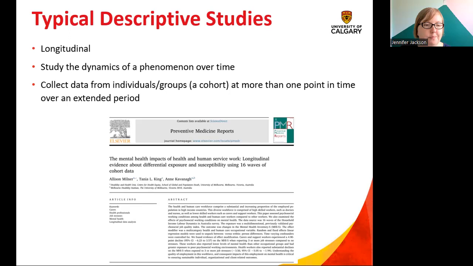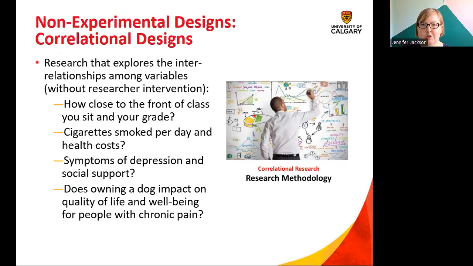So shifting from descriptive, we're still in the non-experimental designs, but we're shifting to correlation. Correlation is 2 ratio level variables, and we're looking at whether these things are associated.